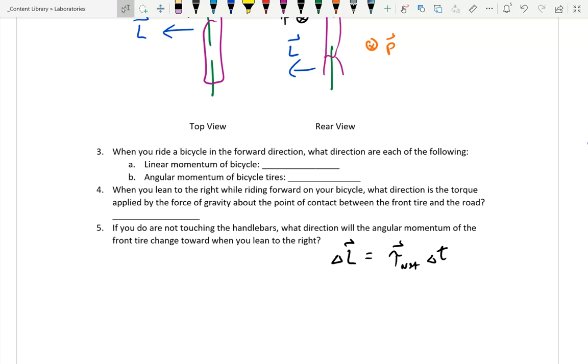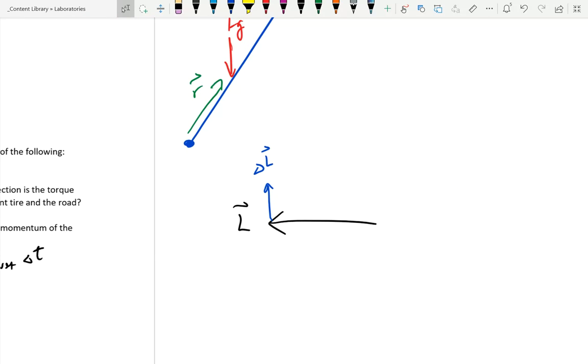Which question are you asking? Question 5. If you do not touch the handlebars, what direction? Remember this picture right here? Your angular momentum was to the left, but it has to move forward, which means that the tire has to rotate this way, because the angular momentum is always going to be pointing to the left of the tire. So to make it go forward, the tire has to rotate that way.